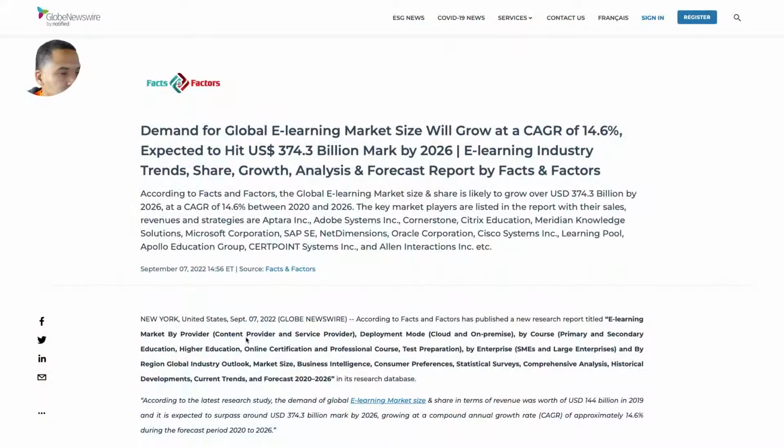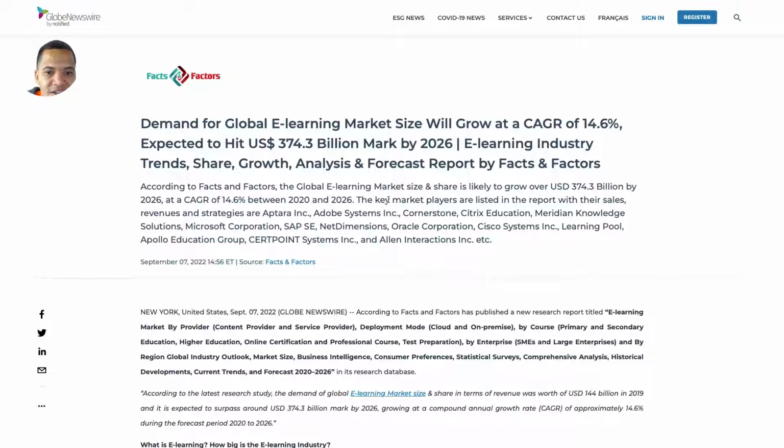So we go here, did a little research. I'm just going to show you right here, right? The e-learning industry is expected to grow at a compound annual growth rate of 14.6%, expected to hit the 374.3 billion mark by 2026, right? The e-learning industry is going to grow significantly. This is based upon 2020 to 2026, and we're already coming up to 2023. So we're halfway there, guys.